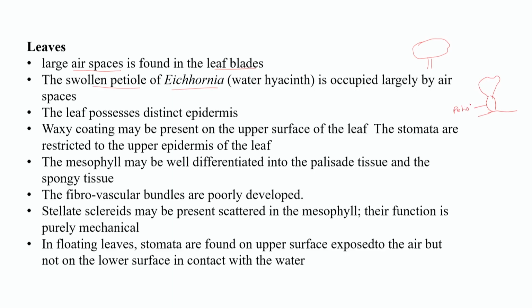Now the swollen petiole will help them in buoyancy, because they will contain air spaces. See, when you cut a section of this petiole, you can see a lot of air spaces, okay. Then it will possess a distinct epidermis. See, now the leaves are floating on the surface, and you would have seen the Neelambo leaves.